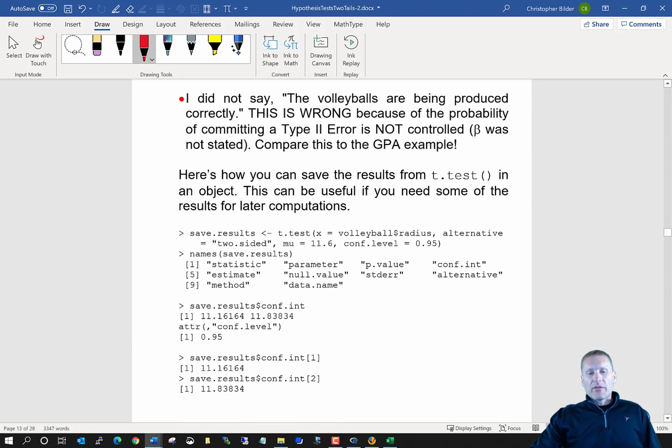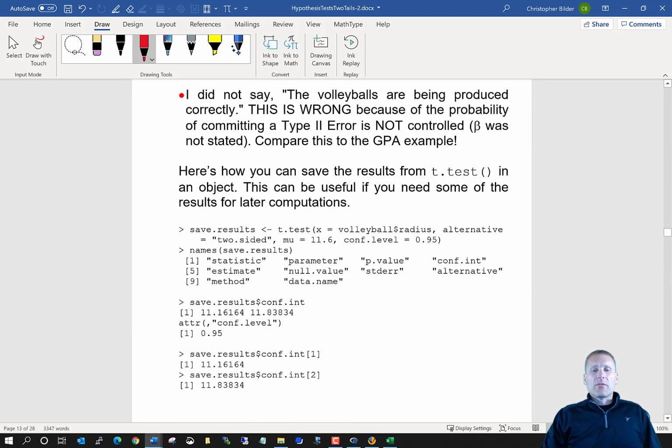Another note, notice I did not say, oh, the volleyballs are being produced correctly. I can't say that. And we can see that from the interval itself, that while mu could be 11.6, it could be 11.59 as well. So that's why I cannot say that. And this also corresponds to the probability of a type 2 error that's not being controlled.